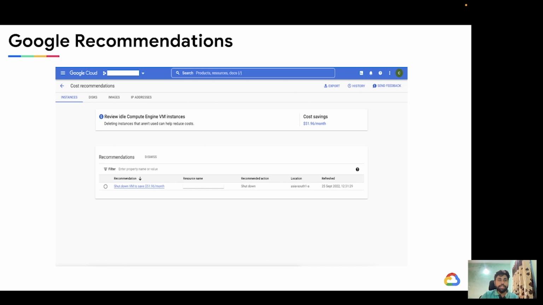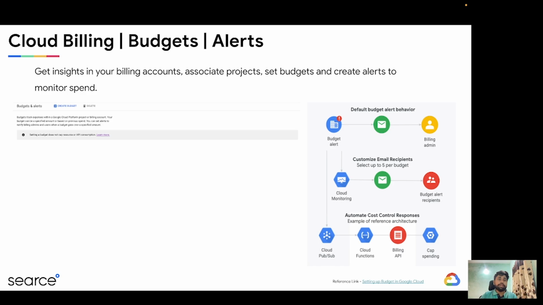So let's get into it in a more granular way. If you see here, it is showing the resource name which you can shut down so that you can save this much amount of money per month. So this is one of the great tools from Google called cost recommendations, so that you can minimize your cloud spend. Next is cloud billing, budgets and alerts.